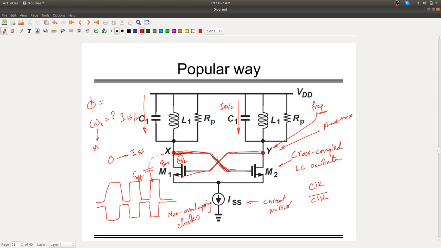So this ISS is DC current? It's a DC current. It's a DC. This current must flow from RC. This current will flow from R and C. Yes. L and C also. L and C also. Yes. R is the extra parallel resistance available in the inductor.